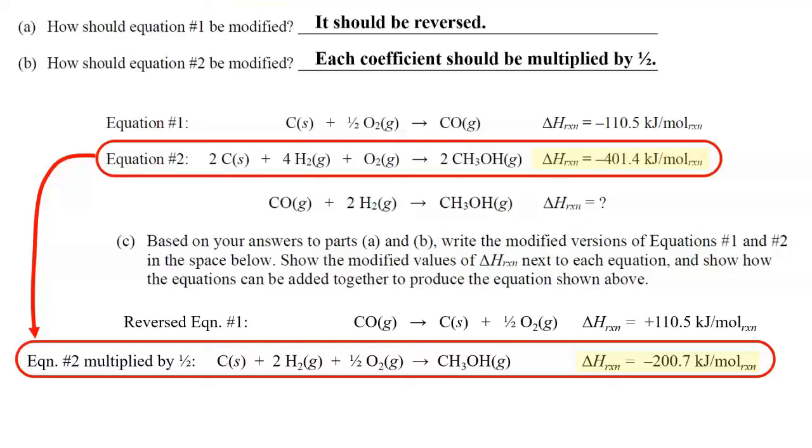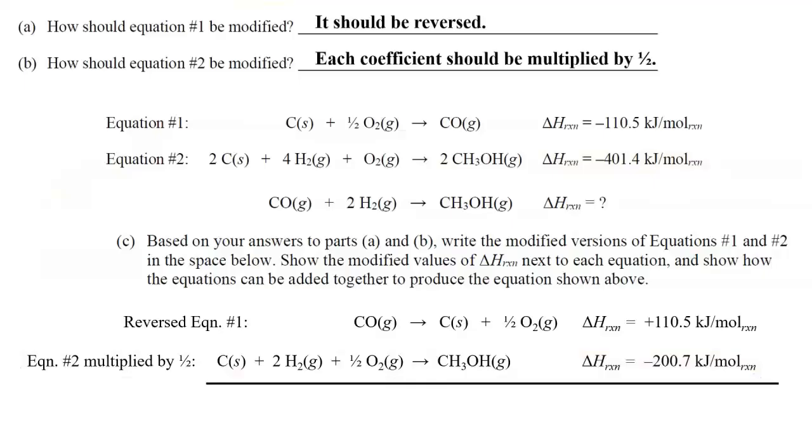Now I have to show how these equations can be added together to produce the overall equation. So what I'm doing now is I'm drawing a line underneath these modified equations. This is similar to what you have seen in Unit 5 with kinetics and reaction mechanisms, where you cross off certain chemicals that appear on opposite sides of the equation, like catalysts and intermediates. So we're going to cross off any chemicals that appear on opposite sides of the equation that are the exact same thing. So I see a carbon on the left and a carbon on the right, so I'm crossing those off. I see 1/2 oxygen on the left and 1/2 oxygen on the right, so I cross those off.